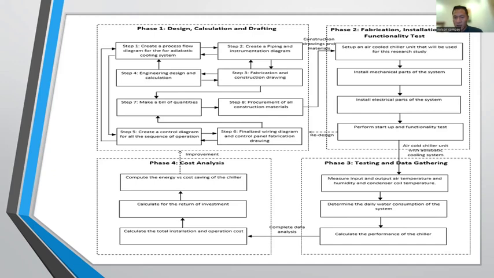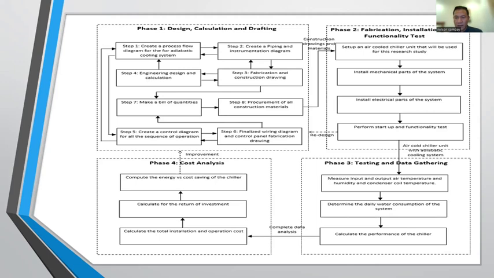Once the equipment passes the functionality test, we are now ready for the third phase, which is the testing and data gathering. Various mechanical and electrical parameters, not limited to air temperature, humidity, airflow rate, and power consumption, will be measured to use as variables for data analysis.